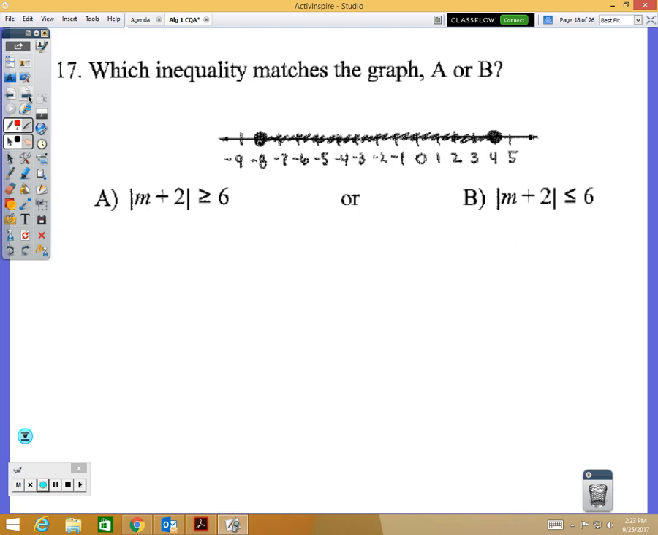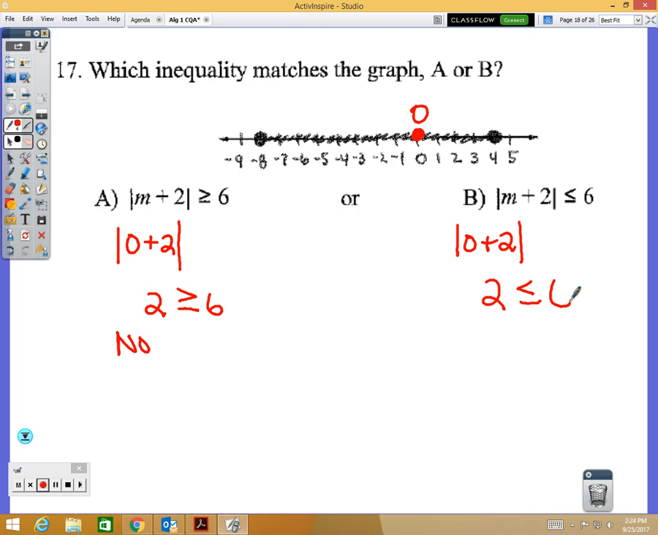Now the easiest number is the 0. So let's take that 0 and put it in for the m. So the absolute value of 0 plus 2 would equal what? 2. And is 2 greater than or equal to 6? No. Let's make sure over here on B it works though. So if we said the absolute value of 0 plus 2, which you just said was 2, is it less than or equal to 6? Yes. So our choice is B.